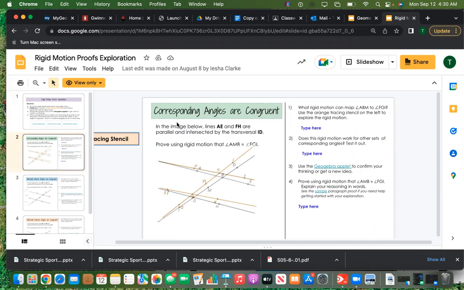In the image below, lines AE and FH are parallel and intersected by the transversal ID. So we see ID is right here. Prove using rigid motion that angle AMB is congruent to angle FGI.